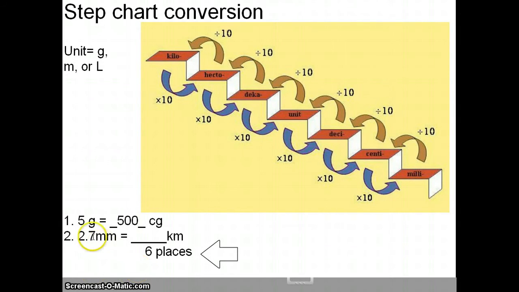The other one, 2.7 millimeters to kilometers. Whoa, that's a lot of steps. It's okay. So millimeters is here, kilometers way up here. So 1, 2, 3, 4, 5, 6 places. What direction are we going? We're going to the left. So here we go. 1, 2, 3, 4, 5, 6, and we're done. Yes, that's how easy it is.